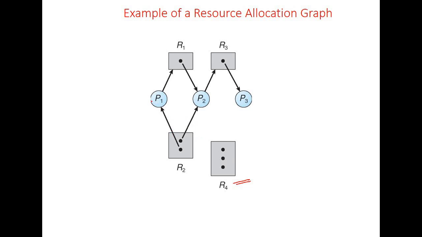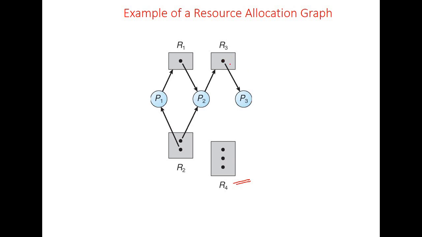In order for P1 to complete its execution, it requires R1, but R1 is not free. R1 is allocated to P2. In order to execute, P2 requires R3, but R3 is allocated to P3. So what about P3? P3 requires only R3, which is allocated to P3, and it does not require any other resources. So P3 will go for execution, complete, and release the resource R3.